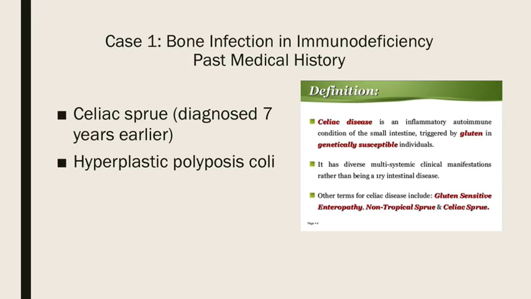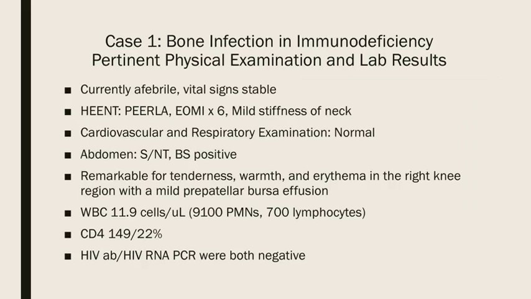Now, his past medical history was significant for celiac sprue, diagnosed about 7 years earlier, and hyperplastic polyps. As you all know, celiac disease is an autoimmune inflammatory condition. Those who are affected are genetically susceptible to gluten, have a gluten enteropathy, and have diverse multi-systemic clinical manifestations, and it's synonymous with these terms. So celiac sprue is the major past medical history in this case.